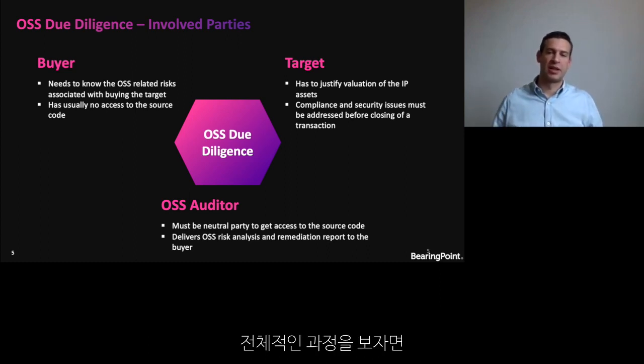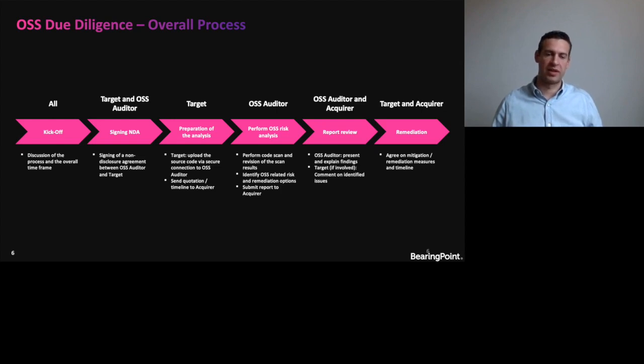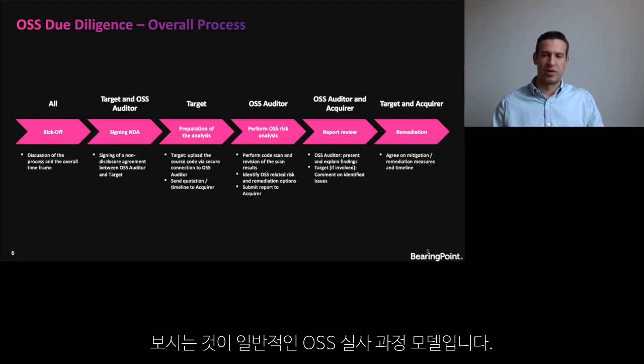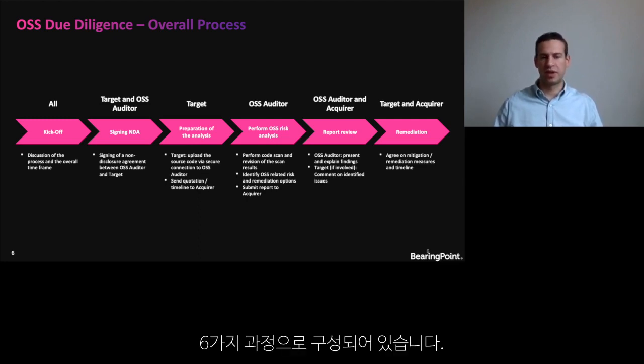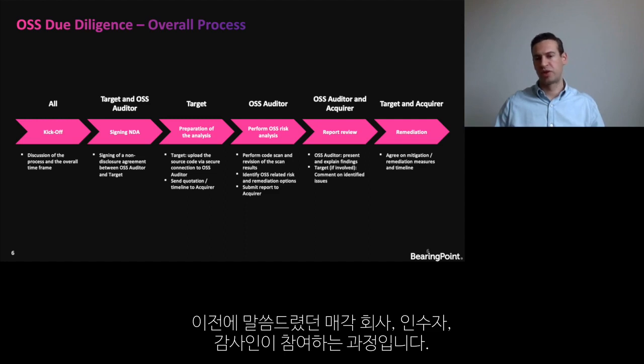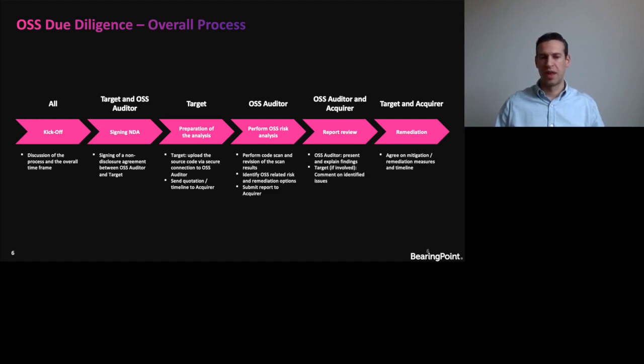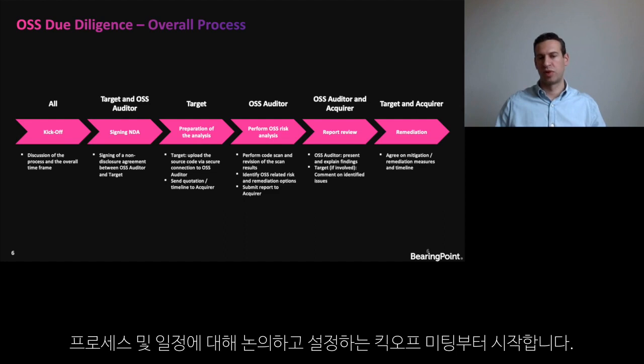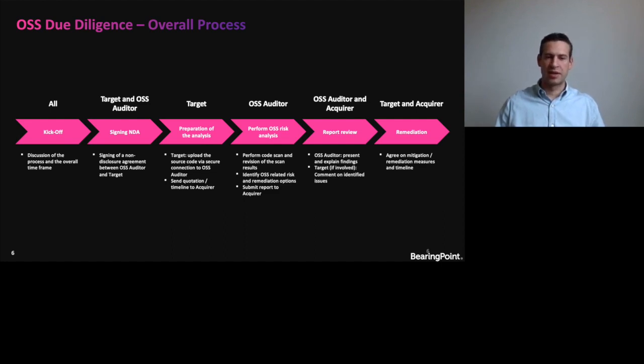Coming to the overall process, let's look at the general due diligence process here. It consists of 6 consecutive steps, and all the 3 mentioned parties are involved here. It starts with a kickoff meeting in which the process and the timeline will be discussed and set up.